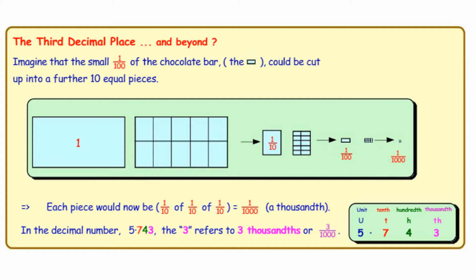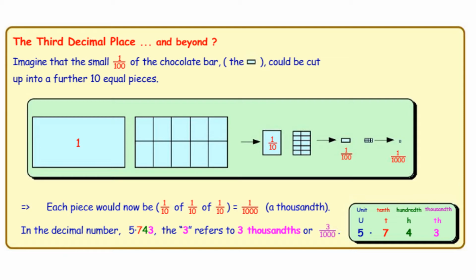So here you've got a whole. This is our whole chocolate bar. We're dividing it into 10. We've got our tenths, 1 over 10, 0.1. We're taking that tenth and we're dividing it into 10 little tiny pieces of chocolate, and that's a hundredth, 1 over 100. And then finally that hundredth, we're dividing that into 10. And that gives us thousandths. Okay, so each piece would now be a tenth of a tenth of a tenth, which is a thousandth.